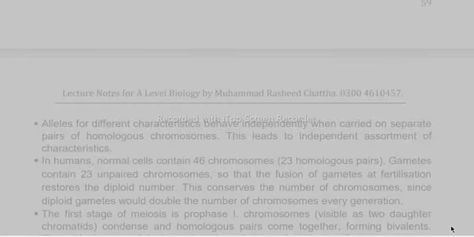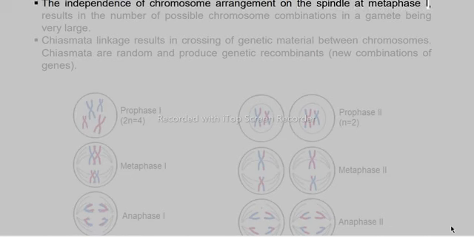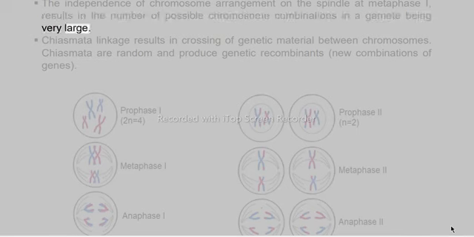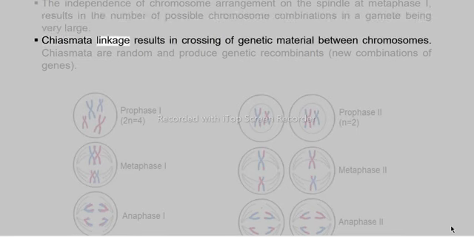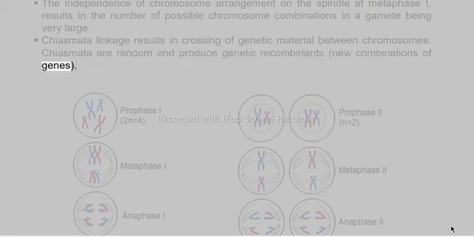The independence of chromosome arrangement on the spindle at metaphase I results in the number of possible chromosome combinations in a gamete being very large. Chiasmata linkage results in crossing over of genetic material between chromosomes. Chiasmata are random and produce genetic recombinants, new combinations of genes.